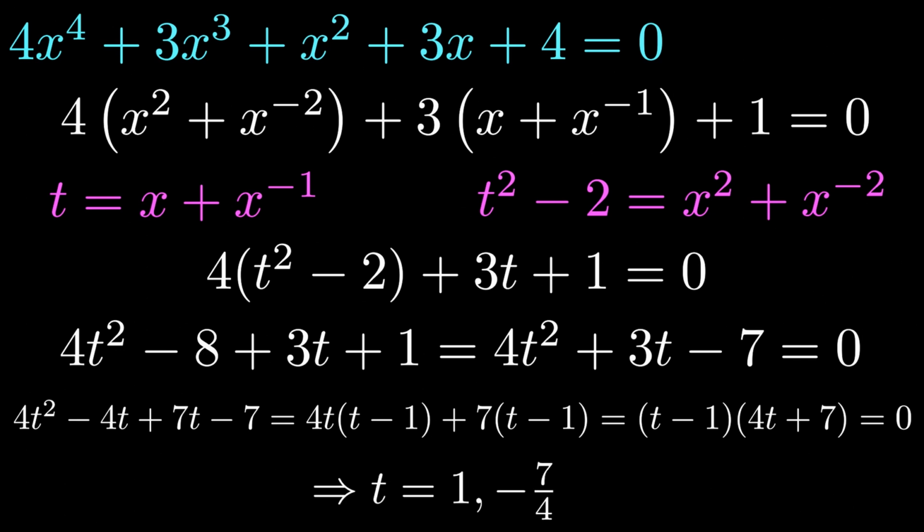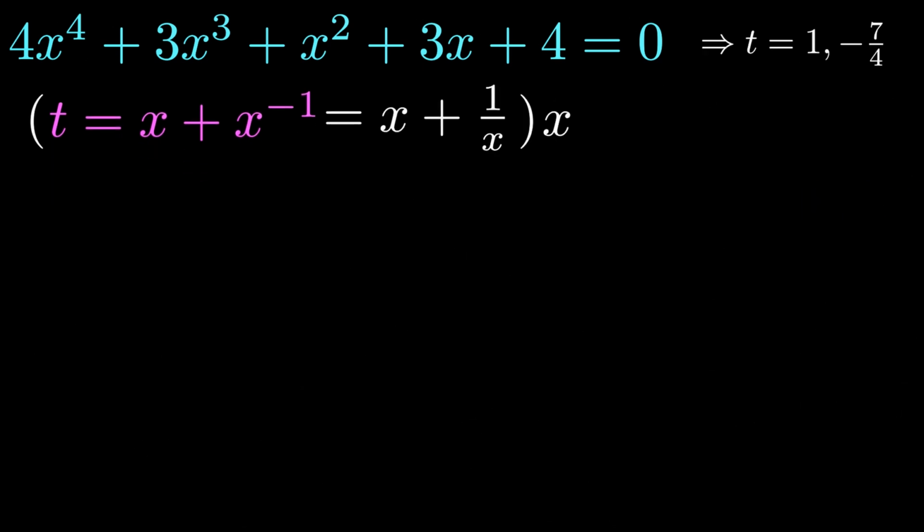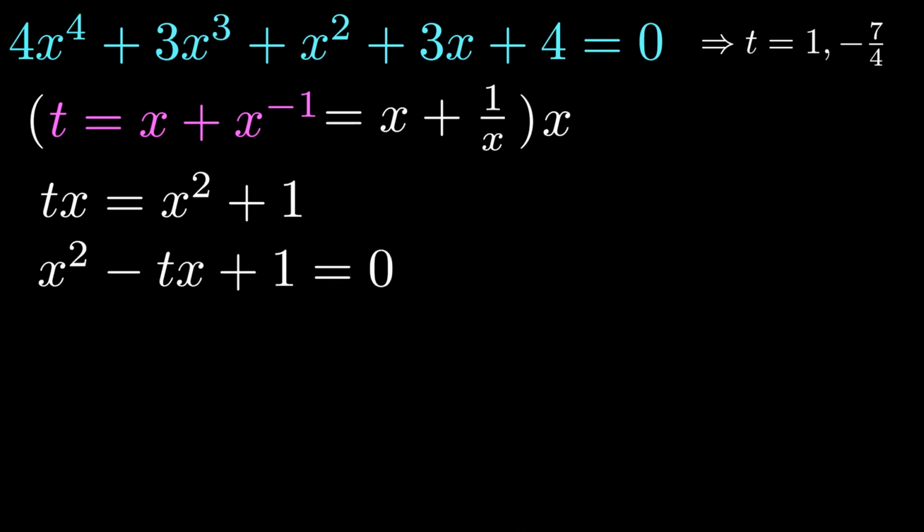But how can we use this information to solve our original equation? Well, let's focus on the substitution that we made. We have t is equal to x plus 1 over x. Let's multiply both sides by x. Doing so, we get tx is equal to x squared plus 1. And if we subtract tx from both sides of our equation, we get x squared minus tx plus 1 equals 0. And all we need to do is substitute in our values of t, and that'll give us the solutions to our reciprocal equation above.